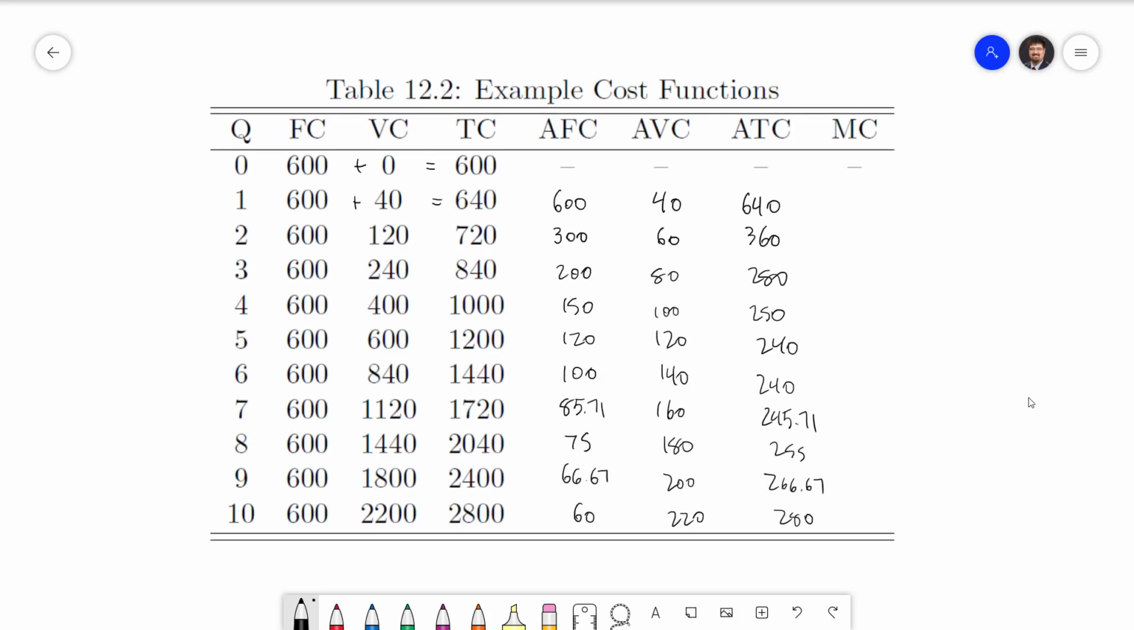Going from 0 units to 1 unit, we go from 600 total cost to 400, so our marginal cost will be 40. Going from 1 unit to 2 units, we go from 640 to 720. That's an increase of 80. Going from 2 units to 3 units, we go from 720 to 840, an increase of 120. Notice also that since the fixed cost never changes, the marginal cost is also just the change in the variable cost. We can then go ahead and fill in the rest of this column.